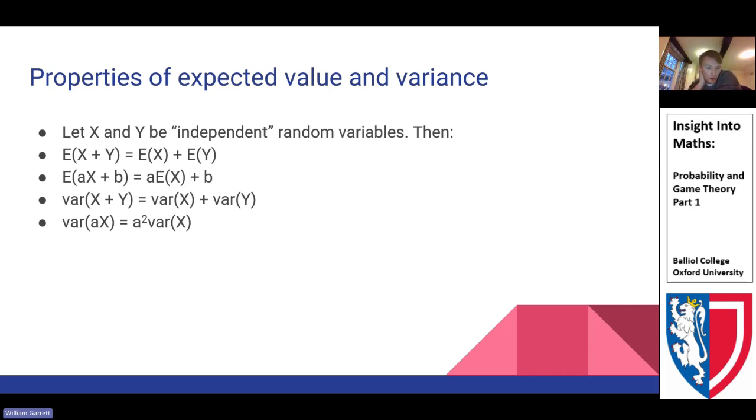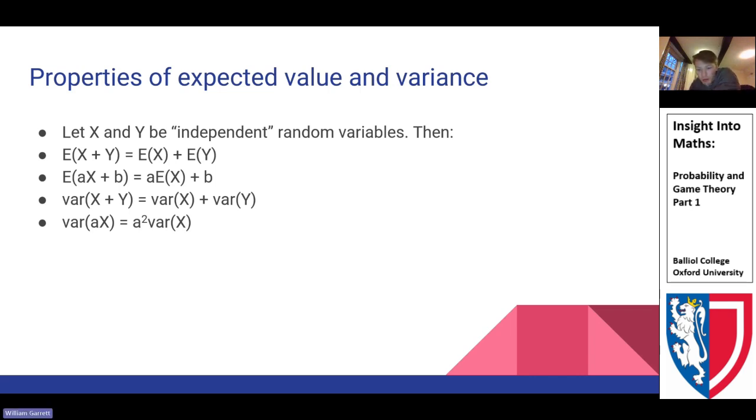This property is called linearity, something you might see later on in your maths career. The second property is a kind of multiplicative property: the expected value of 2 times this dice roll is twice the expected value of 1 dice roll. So for example, if you roll 1 dice and double its value, you expect to get 7 because that's twice the expected value of the original dice.